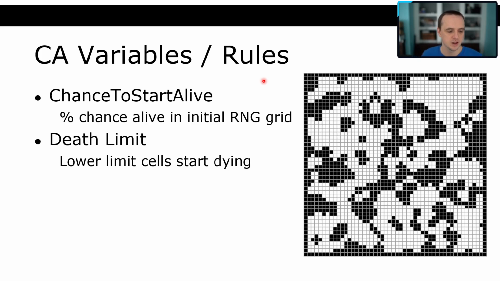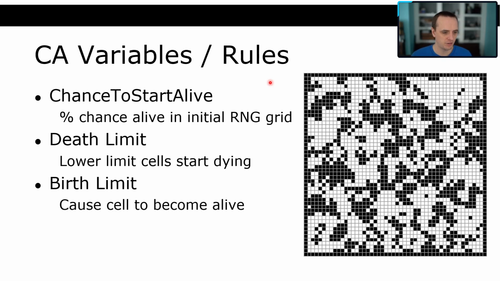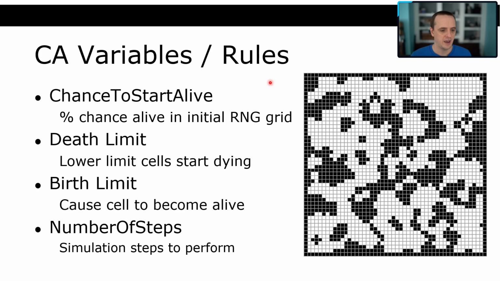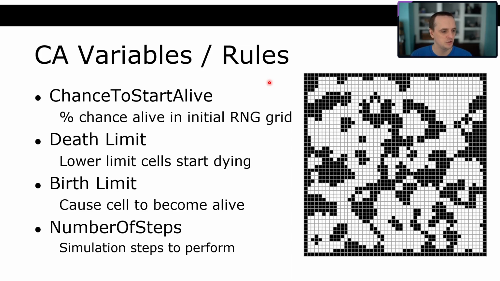Death limit. This is a variable, just like Conway's game of life, at which it's the lower limit at which cells start dying if there's overpopulation. Okay? The birth limit causes cells to become alive, and the number of steps is the number of simulations or iterations of this cellular automata that we will use to produce our final value.